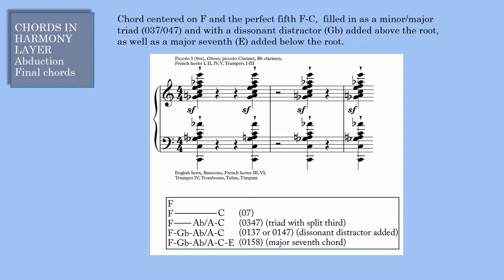This repeated cadential chord is centered on F and the perfect fifth F-C. That fifth is filled in as a minor and major triad, 0-3-7, 0-4-7, and with a dissonant distractor, G-flat, added a semitone above the root, as well as a major seventh, E, added a semitone below the root. The chord affirms the F-centricity of the entire ritual of abduction.